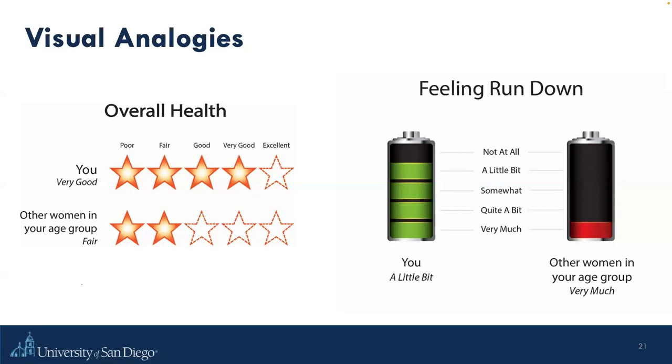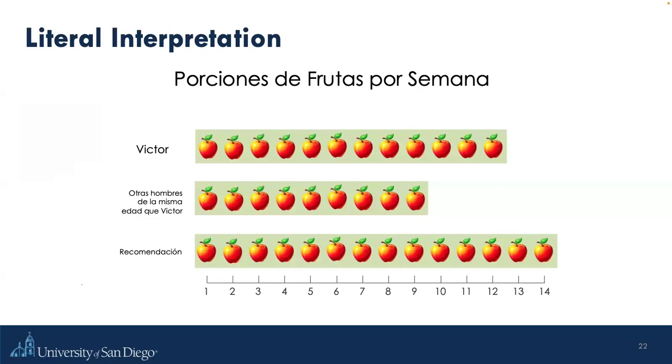So one of the things we discovered is that people are very, very literal, like super literal. If you don't read Spanish, the title says fruit servings per week. And here we're comparing how many servings Victor ate to what was reported by other men his age to the dietary recommendation. And when I showed this to my participants, they only talked about apples. Wow, Victor really likes apples. So many apples. Victor eats apples every day. They didn't generalize to other fruits.